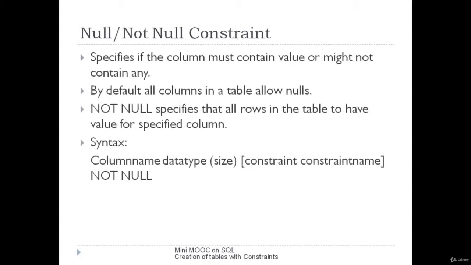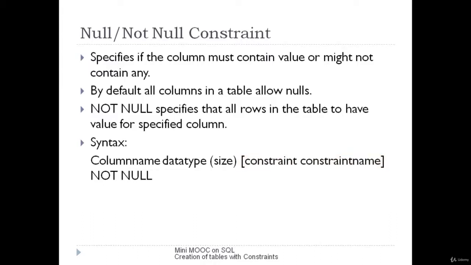To make a column mandatory or compulsory, we can apply this constraint during creation of a table. By default, all columns are optional and they have the null constraint. To apply this constraint, the syntax is column name, data type, size, and with this we can specify our constraint, not null. Every constraint is internally assigned a unique name by Oracle. However, we can give our own unique name to a constraint by using the keyword constraint followed by the constraint name, but it is optional.